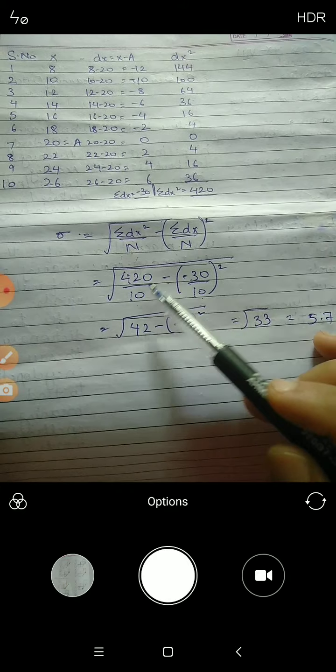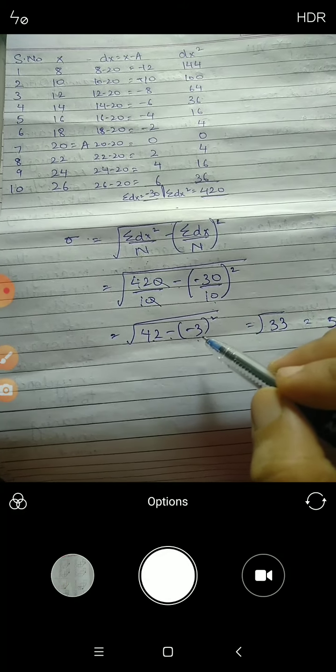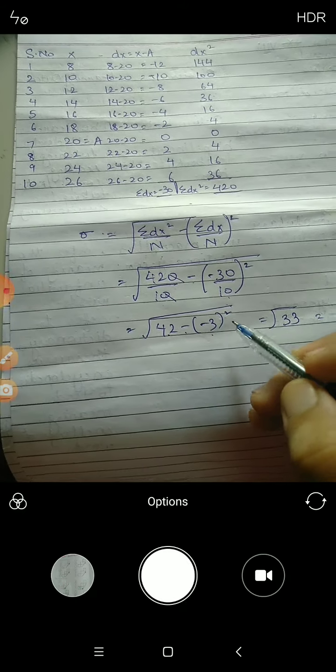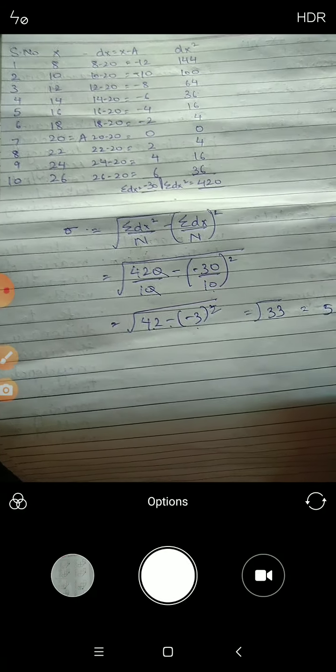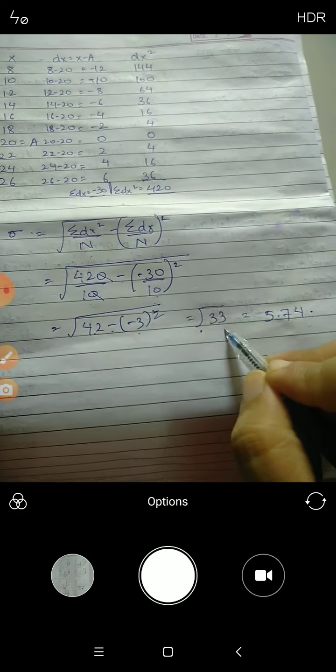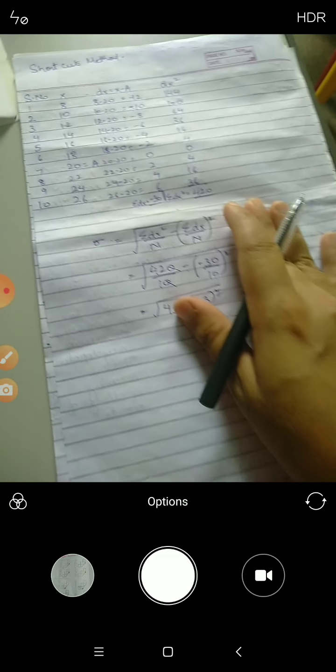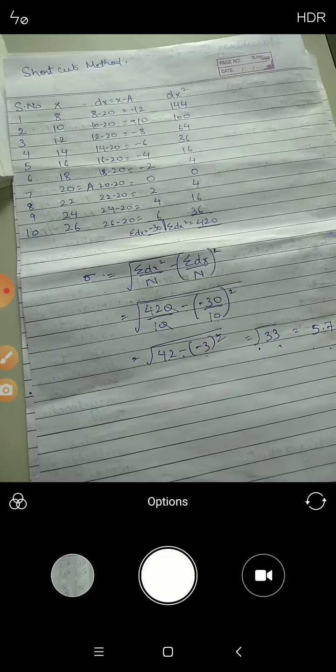So we will cut this 0 by 0. We will get 42 minus 3 square. So 42 minus 9 we will get as 33, and the square root of 33 is 5.74. So this comes out to be the value of the standard deviation in the case of the shortcut method.